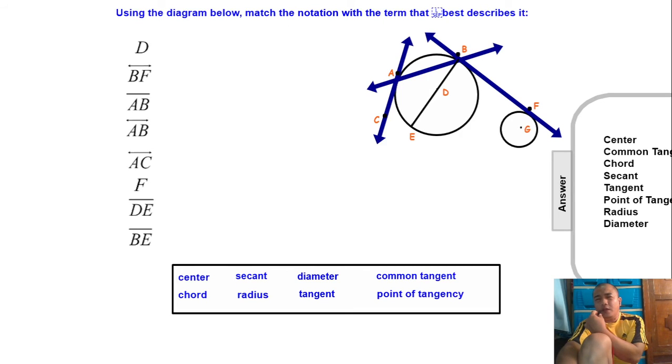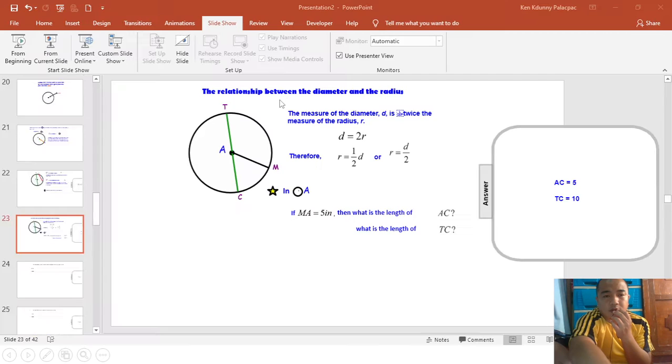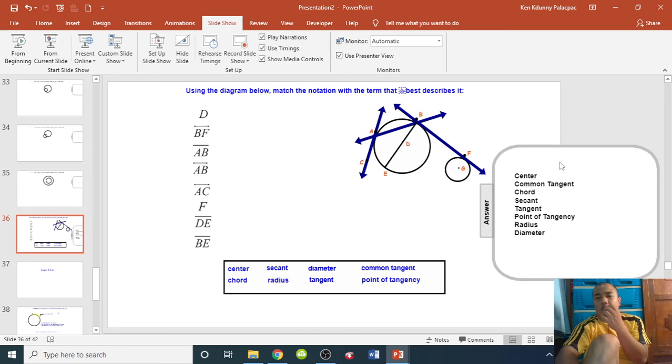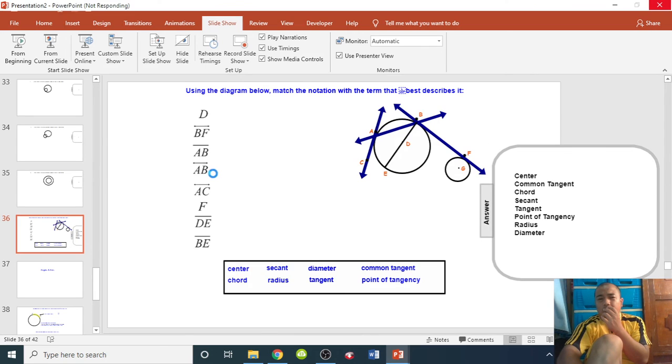Now let's use the diagram below. Match the notation with the term that best describes it. So for D, it is the center here. For line VF, here it's called the common tangent. Common tangent for BF. For line segment AB, it's a chord. For line AB, it's a secant.